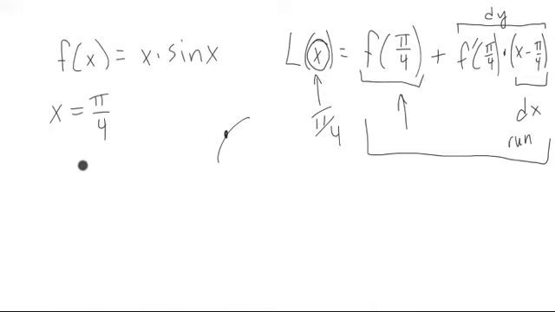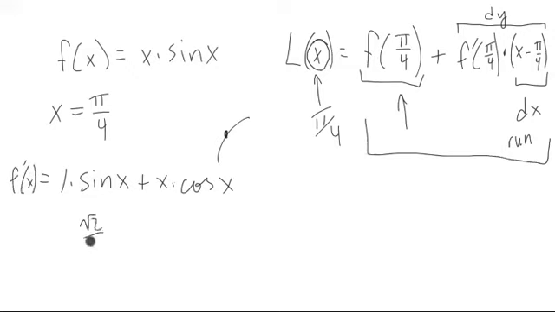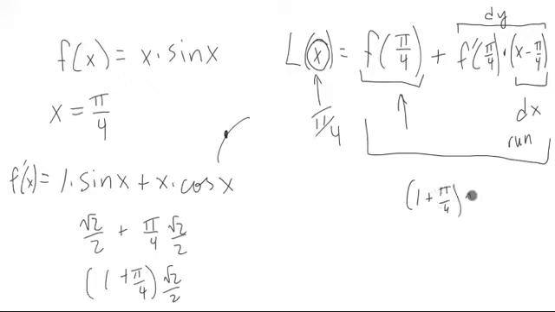Maybe we should take a derivative here. So taking a derivative, using the product rule, we end up getting 1 times sine x plus x times cosine x. That's the derivative. We can plug in pi fourths, and we end up getting root 2 over 2 plus pi fourths root 2 over 2, which we could factor out the root 2 over 2 if we wanted to, and get 1 plus pi fourths. Okay, so that's what the derivative is. So here we could just simply write down 1 plus pi fourths times root 2 over 2.